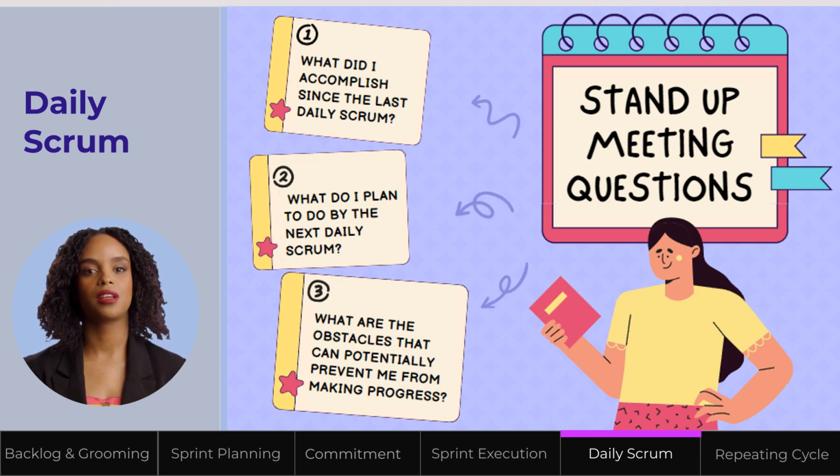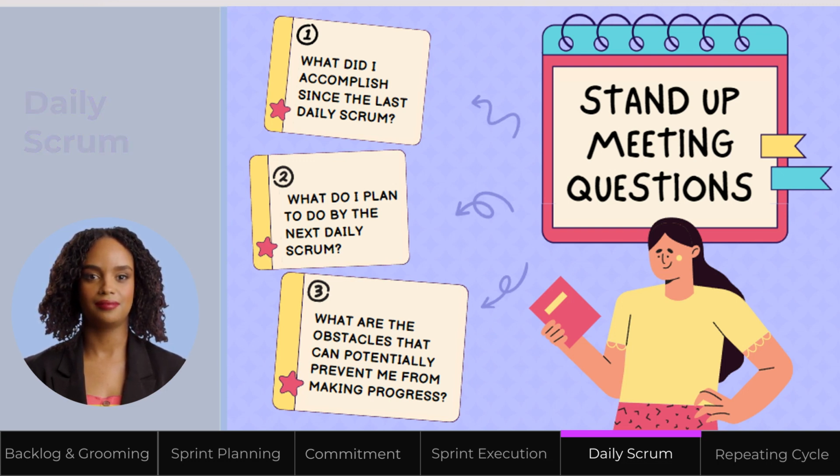1. What did I accomplish since the last daily Scrum? 2. What do I plan to do by the next daily Scrum? 3. What are the obstacles that can potentially prevent me from making progress? By answering these basic questions, everyone becomes aware of everyone else and sees the big picture of what is being built and how the team is progressing towards the sprint goal. Please note that Daily Scrum is not a brainstorming and problem-solving session. Rather, it is an inspection, synchronization, and adaptive planning activity.